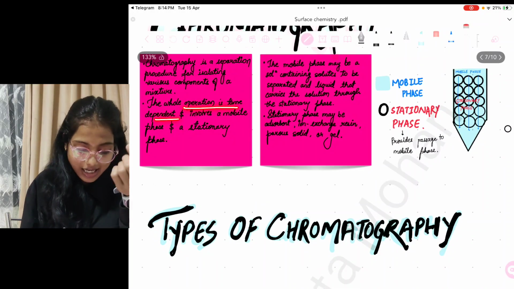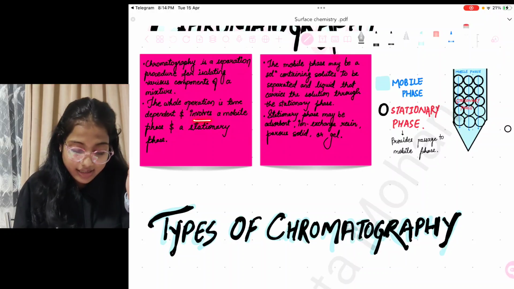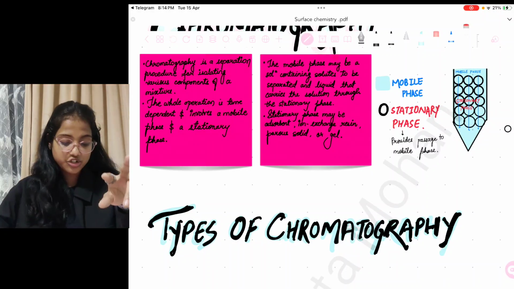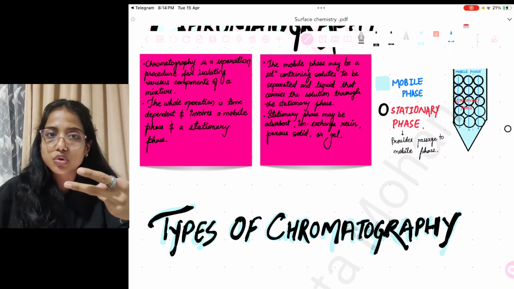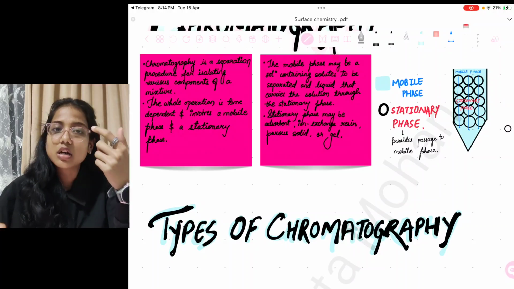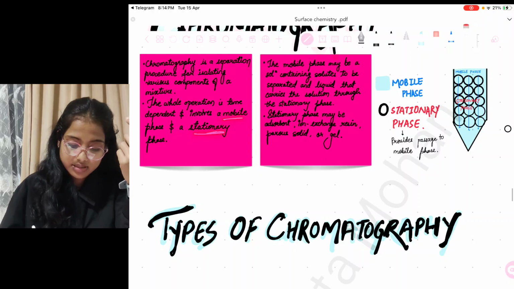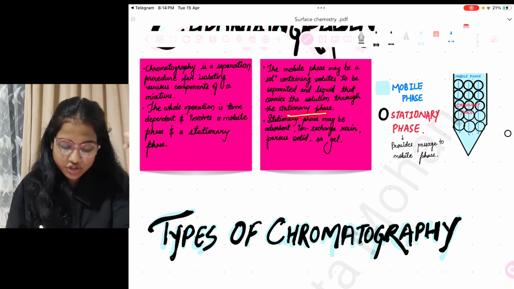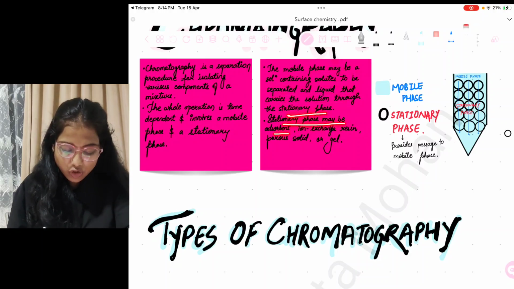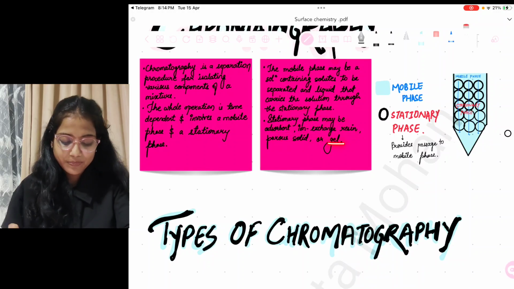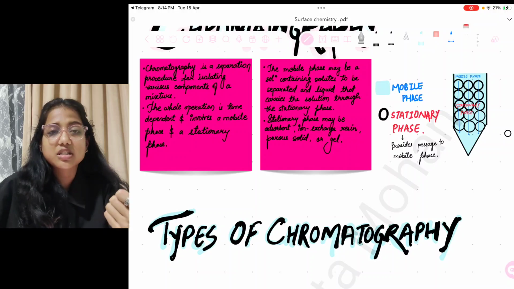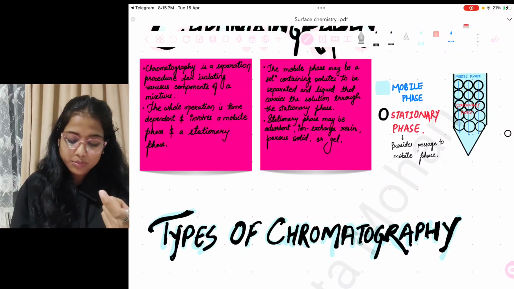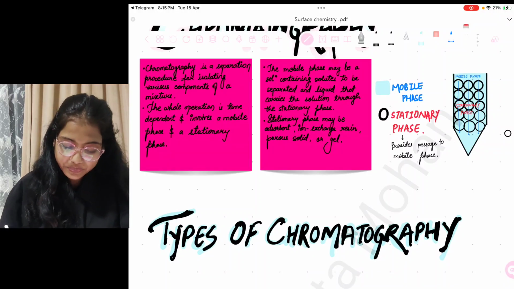The whole operation is time dependent, and involves a mobile phase and a stationary phase. Meaning chromatography will have two phases, stationary phase and mobile phase. The mobile phase may be a solution containing solutes to be separated and liquid that carries the solution through the stationary phase. Stationary phase may be adsorbent, ion exchange resin, porous solid and gel.